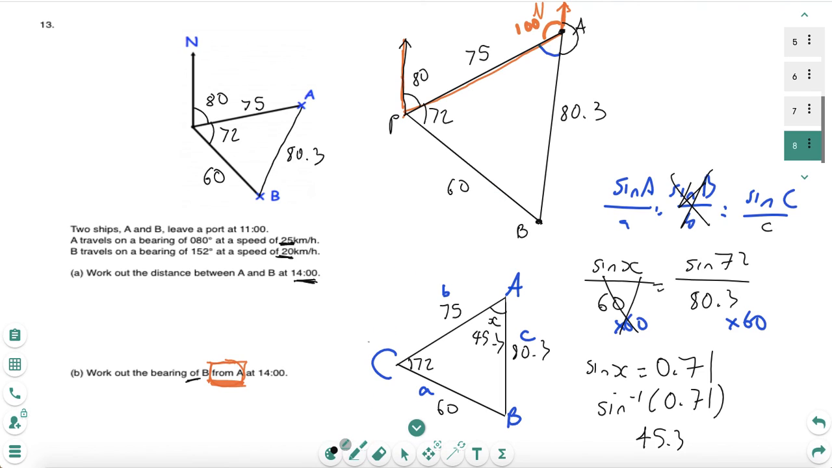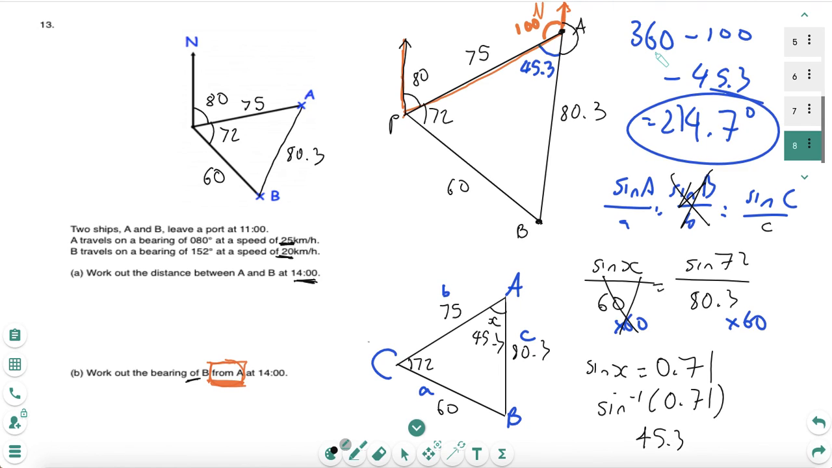So this angle here is 45.3. And I know in a full circle, the angles add up to 360. So to find this angle here, I can do 360 minus 100 minus 45.3, and that will get me my answer. 360 minus 100 minus 45.3 is 214.7 degrees. And that would be your final answer.